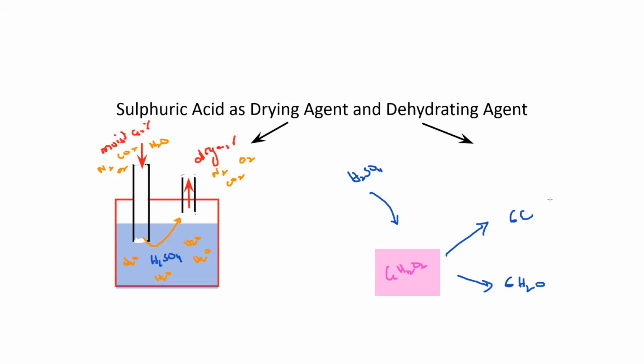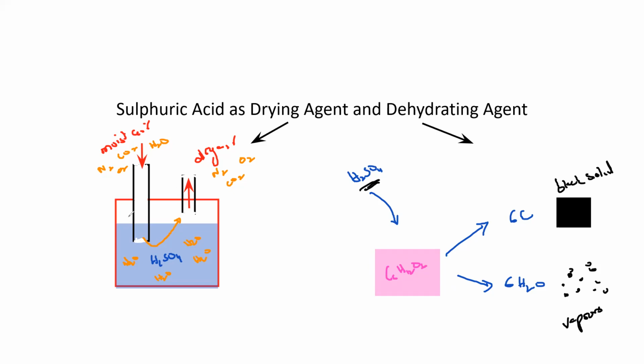So what is this carbon? This carbon will be a black solid, and water molecules are there, so there will be vapors. So when sulfuric acid chemically changes the substance and removes the water, or breaks down the whole molecule and takes out the water, at that time we call sulfuric acid a dehydrating agent.